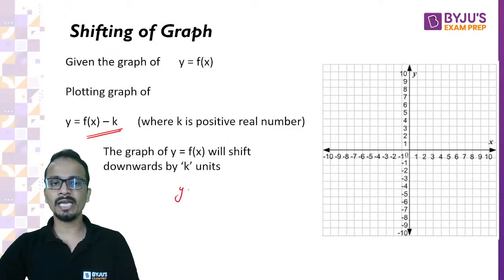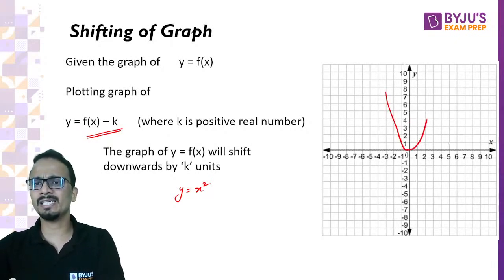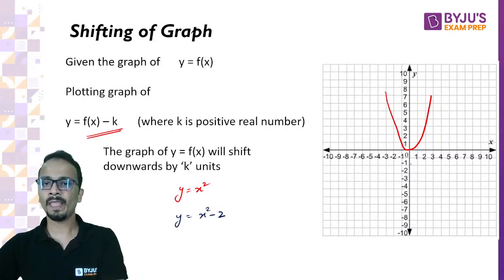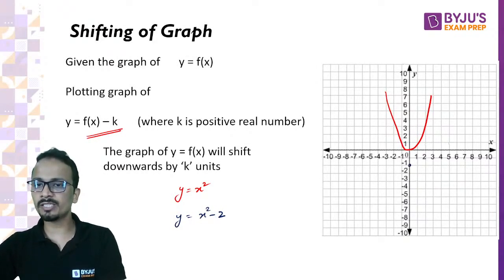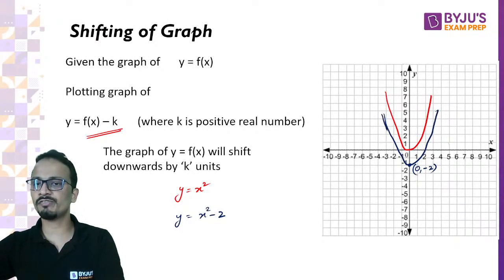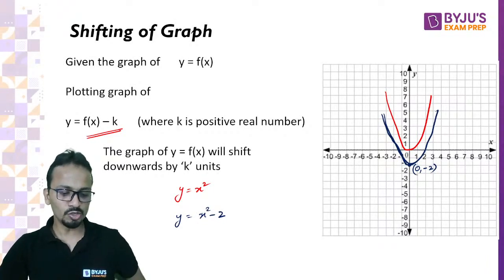Okay. So again, if you are given the graph of y equal to x square, which can be drawn something like this, and you want to obtain the graph of y equal to x square minus 2, the graph will shift downwards by 2 units. So this will be the point. Earlier it was 0, 0, now it is 0, minus 2. This graph will be parallel to the original graph, but it will shift completely downwards by 2 units. All right, so this will be the new graph.